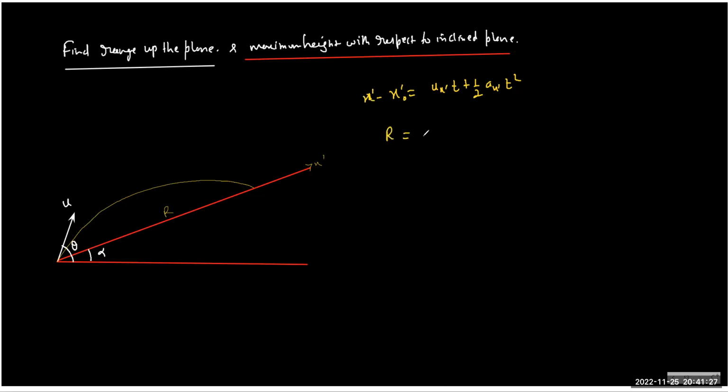What is ux dash? U cos alpha. U cos theta minus alpha, plus half. What is ax dash? Tell me. Minus g sin alpha. Very good.